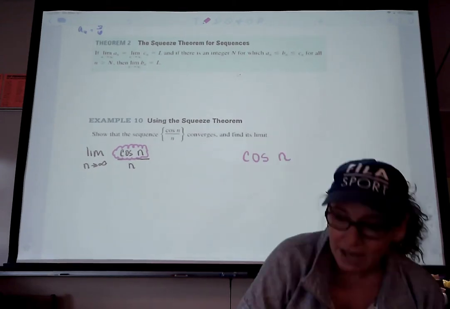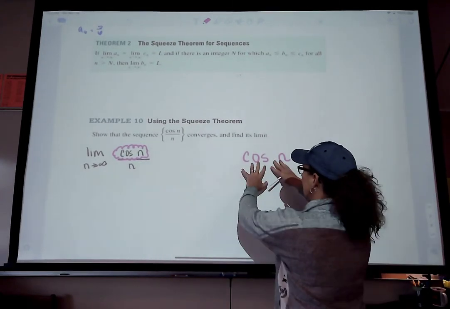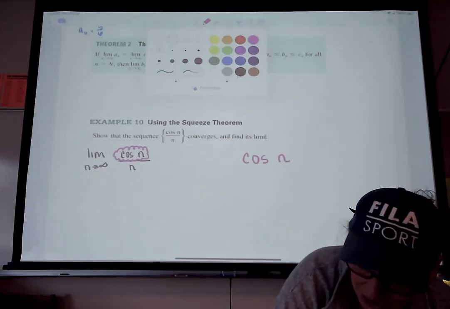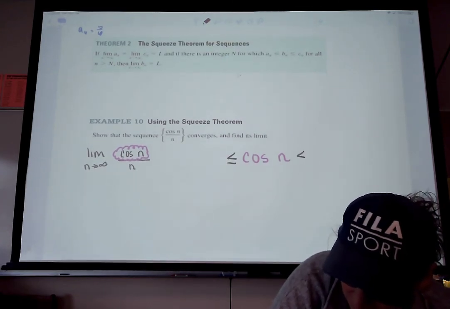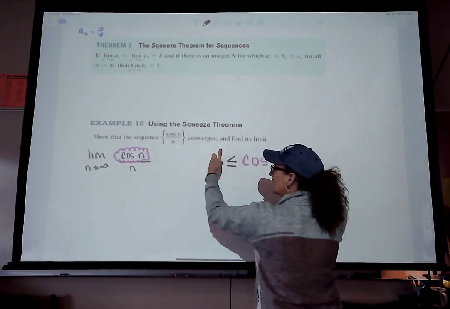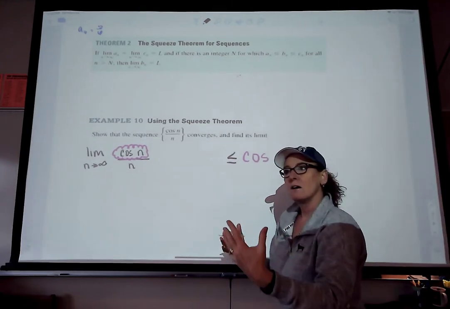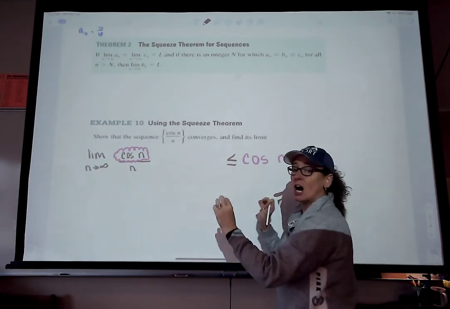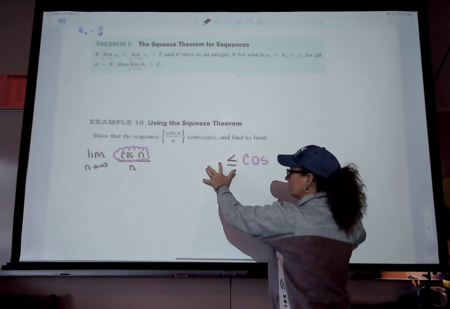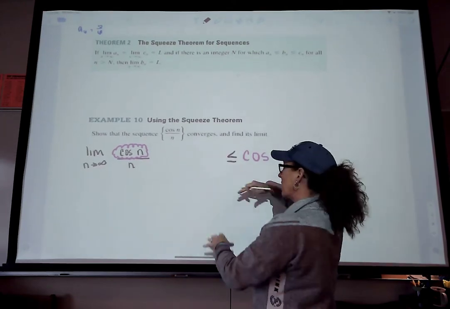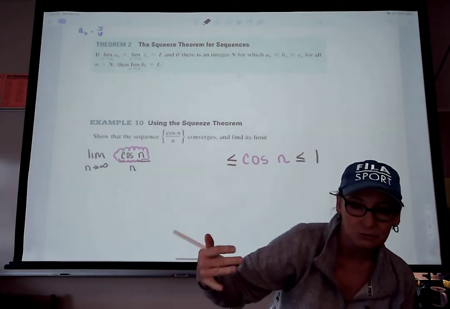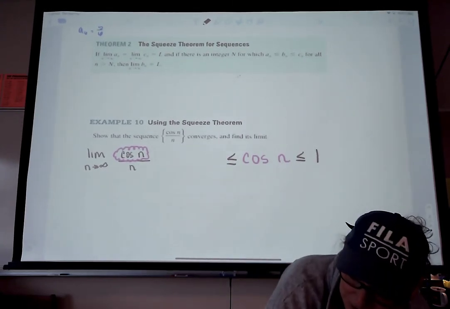Cosine of n. Now, if this is your pink function, can you tell me, hey, I know that cosine, do you know a fact about cosine? Cosine is always between two specific functions. Or how about this? Two specific constant functions. Or between two specific values. You know this. On a graph, you know what your cosine graph looks like. You know that cosine never gets above 1 without some type of structure transformation, and it never dips below -1.